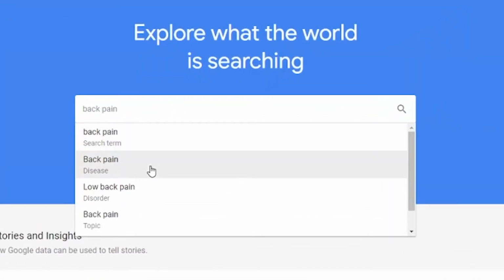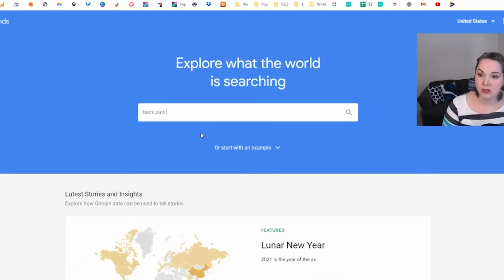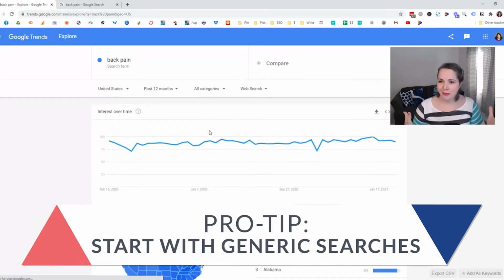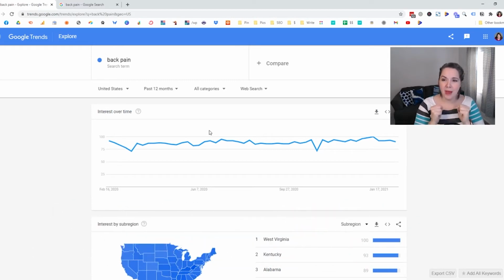If we wanted to find out about the disease of back pain or the disorder or the topic, I like to generally stick to just search terms because it gives us the broadest amount of information. If you're looking for a specific topic or a specific book, it will narrow it down for you. But let's stick with that back pain as a search term. And when you're just getting started, start them all as search terms.